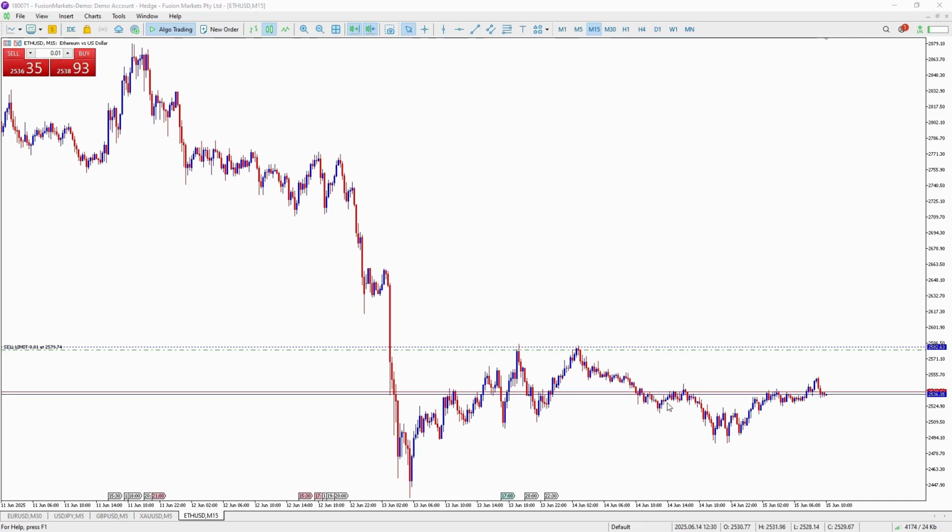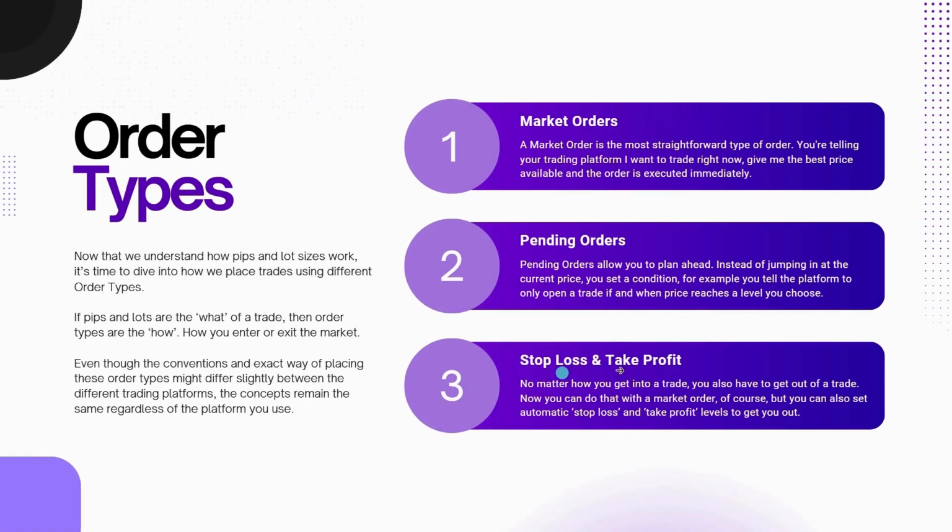And that's that. We've just placed a pending order. Now, what about closing the trade? We can always just right click and close it like we did with the market order. But what if we weren't at our screen? What if we were at work or out somewhere and we want the trade to close at a specific level? That brings us to our next order type. That's where stop losses and take profits come in.